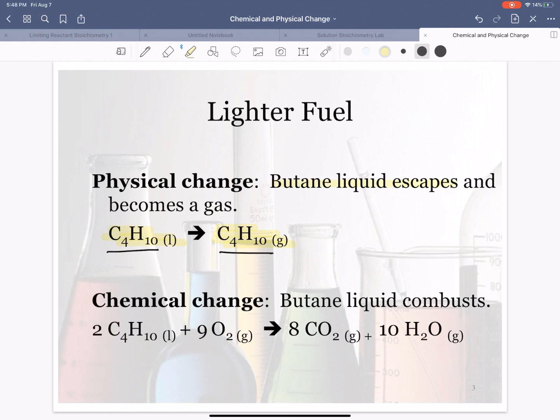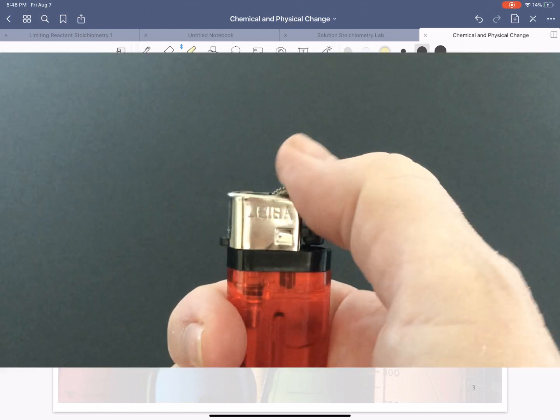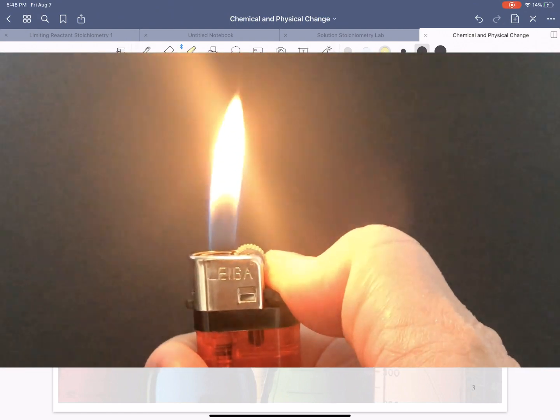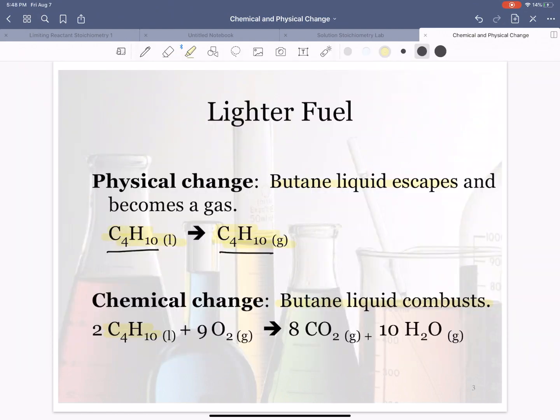A chemical change occurs when the striker is engaged and butane liquid combusts. We begin with butane inside the lighter escaping through the valve, combining with oxygen in the air, and the striker allows bonds to break and new bonds to form, and what we have afterward, carbon dioxide and water vapor, are different. The smallest unit before and after are different. That is a chemical change.